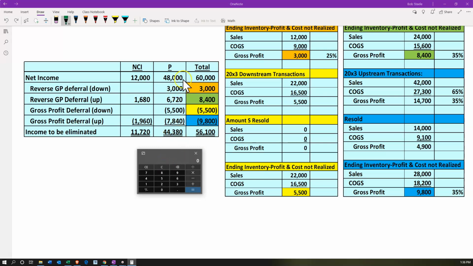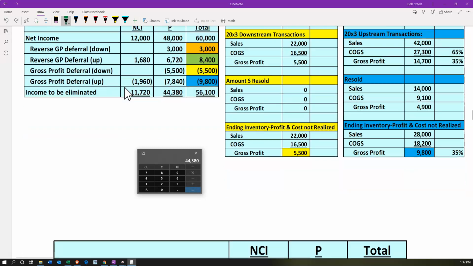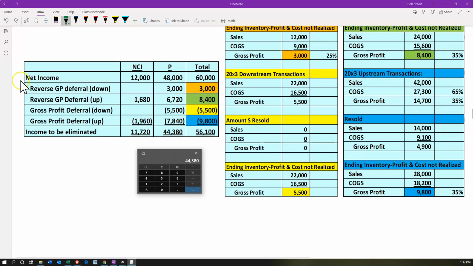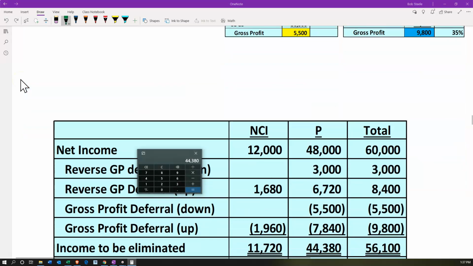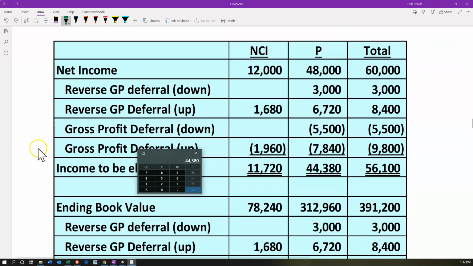So again, we would have broken it out 80%, 48,000, but now we're going to adjust it according to our little table here, plus the 3,000, plus the 6,720, minus the 5,500, minus the 7,840, and that's going to give us the 44,380. Same thing for the non-controlling interest. Now, once we have this item set up for the net income, we're simply going to go to the second half of the table. So here's the first half of the table again.